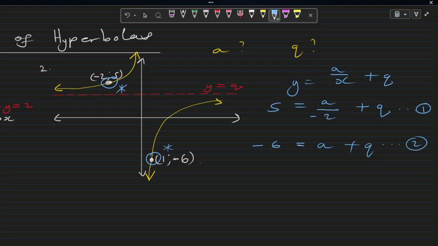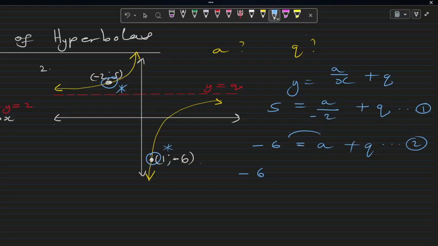All right. Now, what I can do is manipulate equation 2 by taking a to the other side and making q the subject. Let me do that.